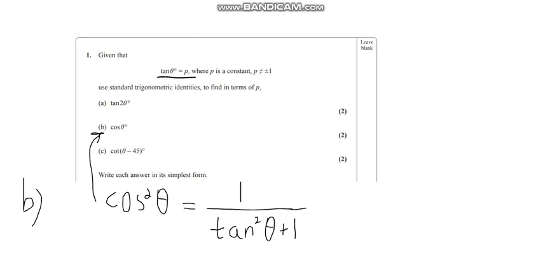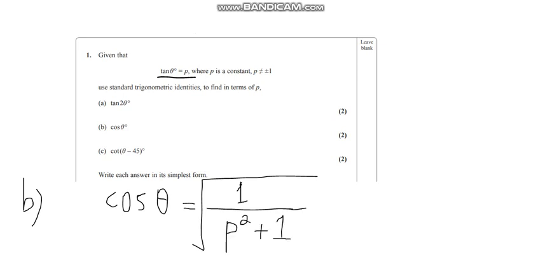So what we'll do is square root both of these sides, and this will leave us with the root of 1 upon tan square theta plus 1. It's not yet completed because we have to bring everything in terms of P. So we know that tan theta is P, so tan square theta will be P square. So the answer will be root of 1 upon P square plus 1. And we are done with the B part. Now moving on to the C one.